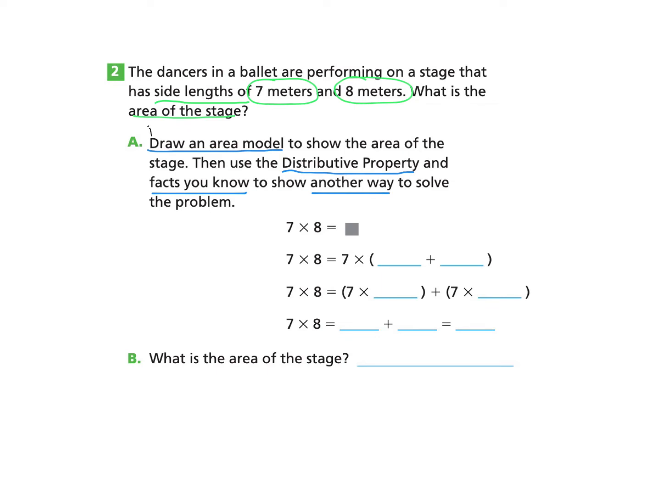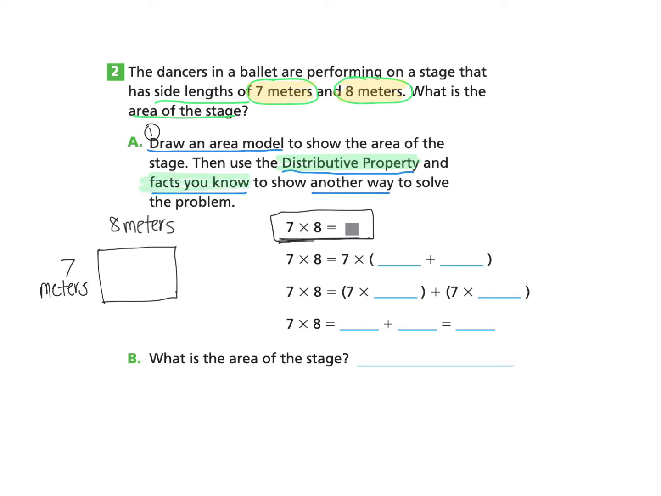Let's first start by drawing the area model. So we can go ahead and make a rectangle. We can label the sides because they provide the information. There are 7 meters on one side and 8 meters on the other. We have now labeled and shown the area model to show the area of the stage. This is what the multiplication equation would be to find the area, but we are going to use the distributive property and the facts we know to show another way to solve this problem.